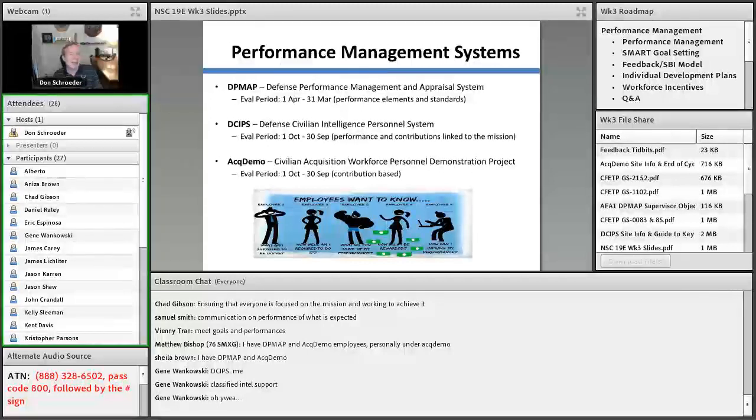All right, ACT Demo. The rest of the class was about half DPMAP and half ACT Demo. These are the folks in the Civilian Acquisition Workforce Personnel Demonstration Project. Boy, that's a mouthful, isn't it? This is a lot of contribution based, just like DCIPS is contribution based a little bit as well, right? This also works on a fiscal year basis. So the rest of you that are in ACT Demo, you're probably getting ready to do your midterm feedbacks, or whatever you call it, just like they do in the DCIPS world as well.